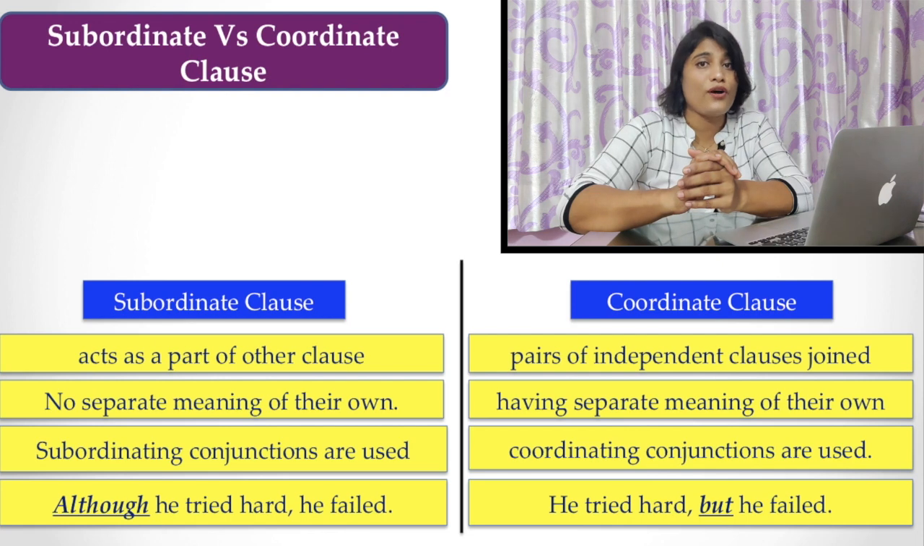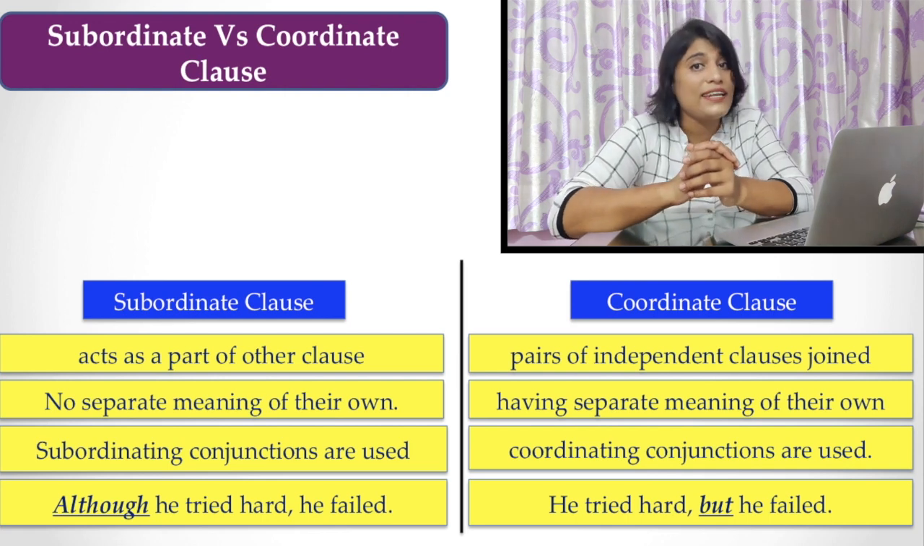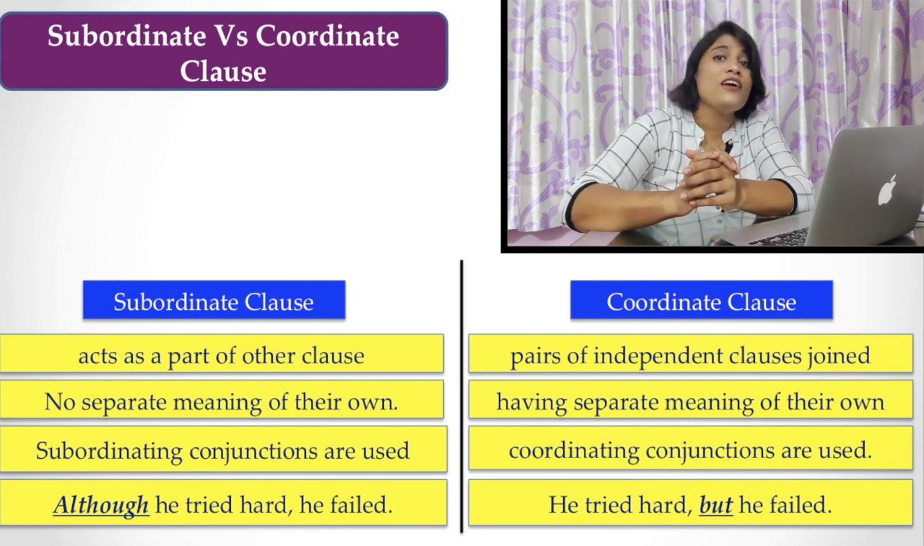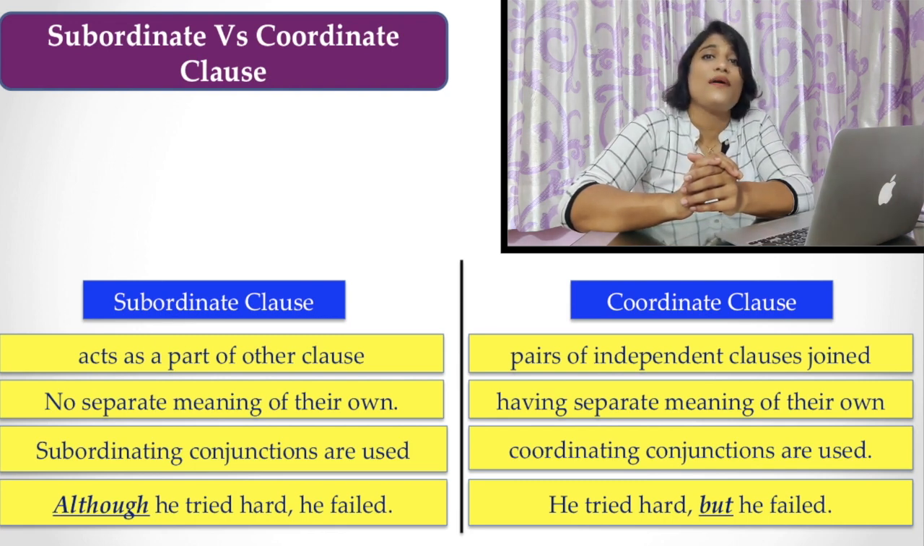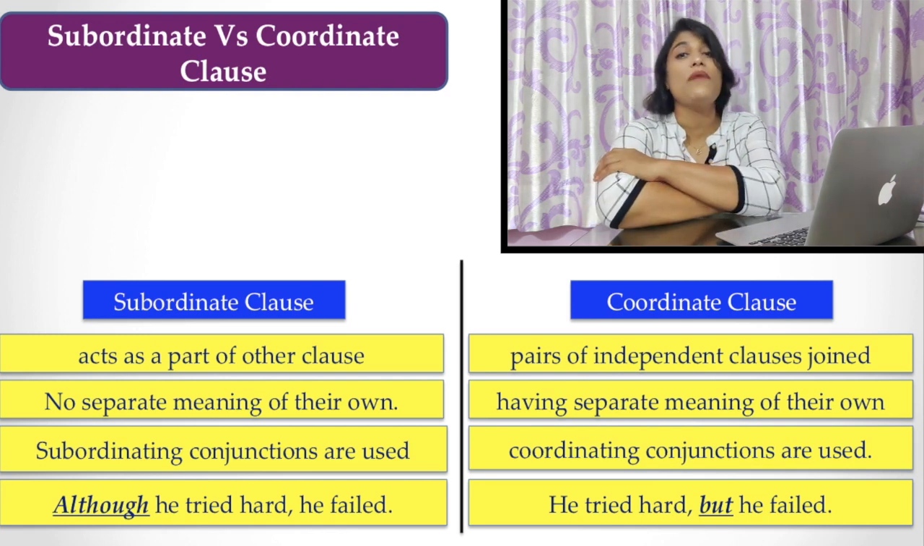Subordinate clauses do not have a separate meaning, but in the case of coordinating clauses, they are grammatically correct and have separate meaning. Subordinating conjunctions are used for the subordinate clause and coordinating conjunctions are used in a coordinating clause. For example, although he tried hard, he failed. Here, although is a subordinating conjunction. He tried hard but he failed. This is a coordinating conjunction.